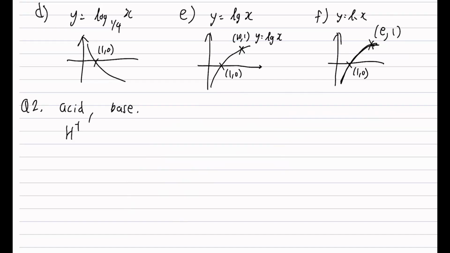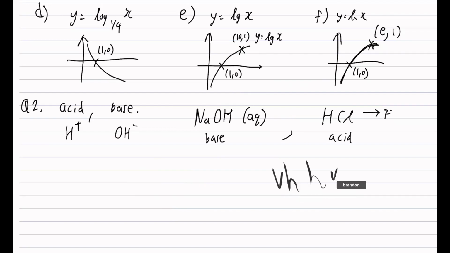Acid is H plus, base is OH minus. Sodium hydroxide is a base. If it's aqueous, you dissolve it in water. Or HCl, hydrochloric acid, you can dissolve it, so you get what? H plus and, sorry, Cl minus.